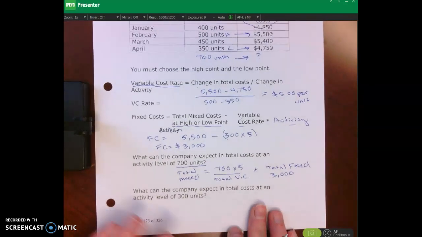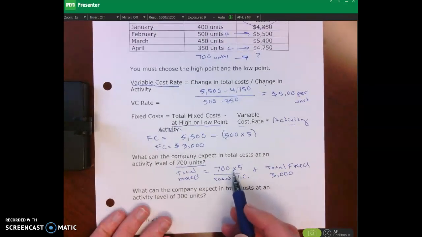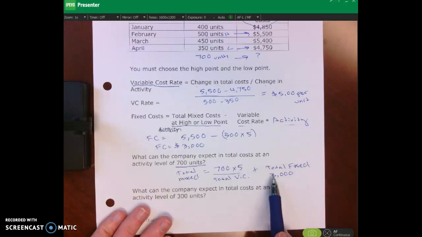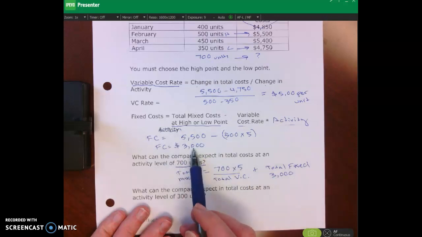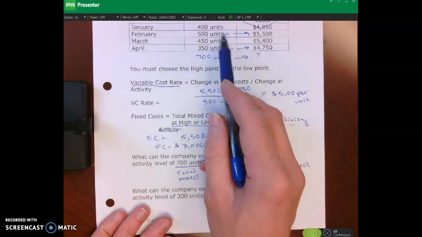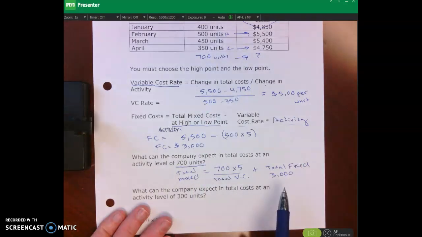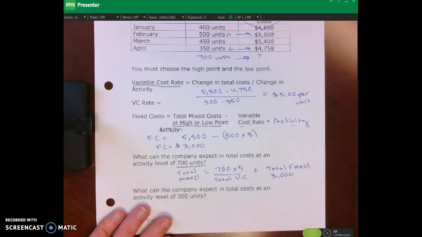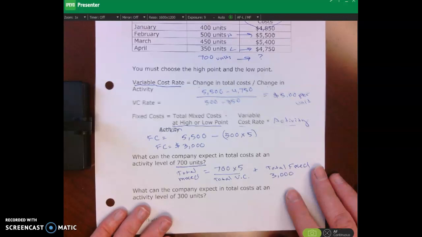So what am I doing here? I'm using what I understand about variable cost and fixed cost behavior. I'm saying I can figure out my total variable cost by multiplying my level of activity times my variable cost per unit, which I know stays the same. And then I know that my fixed costs are $3,000 at 500 units. What will be my total fixed costs at 700 units? 3,000, because total fixed costs stay the same as long as they're within the relevant range.